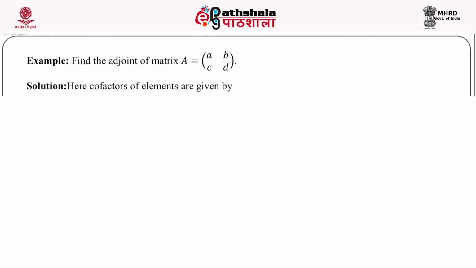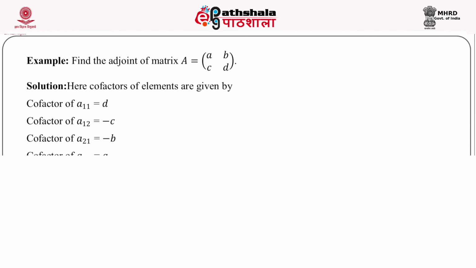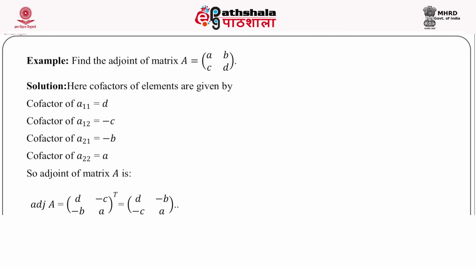For example, let's find the adjoint of a matrix A in which the A11 element is a, the A12 element is b, the A21 element is c and the A22 element is d. Here the cofactors of the elements are given by this. The cofactor of A11 is d, the cofactor of A12 is minus c, the cofactor of A21 is minus b and the cofactor of A22 is a. So the adjoint of matrix A is this matrix.